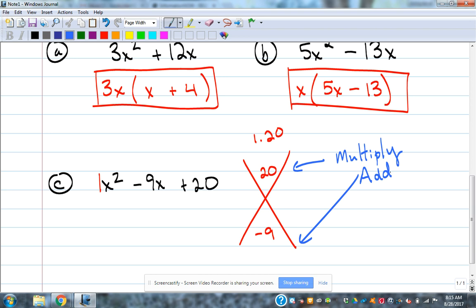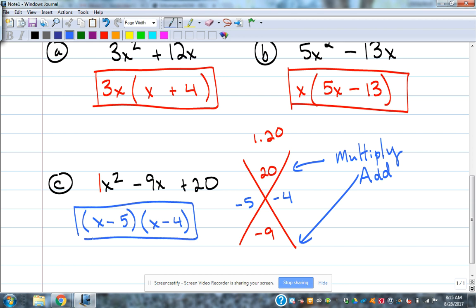Positive 5 and positive 4, or negative 5 and negative 4? Because that multiplies to be positive 20 and adds to be a negative 9. So negative 5, negative 4. All right? Now, because there was a 1 in front of x squared, if you remember from Algebra 1, there's a shortcut to getting the factors here. Because there's a 1 there, the factors go straight to x minus 5 and x minus 4. Kind of the shortcut method on that.